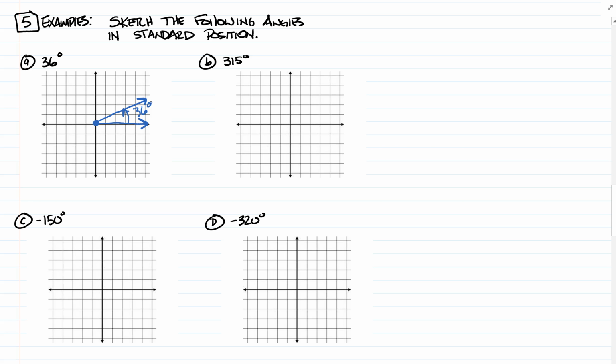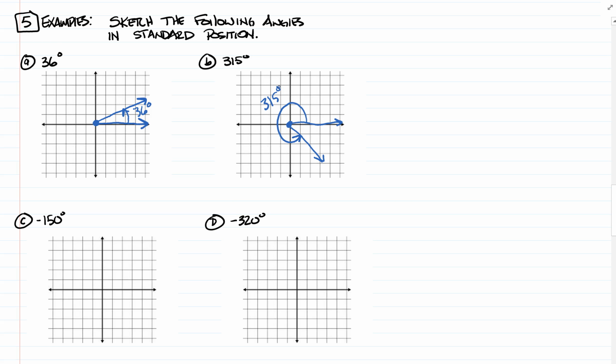Okay, B, 315 degrees. Well, again, I'm going to start with my initial side glued down to the positive x-axis. And 315 degrees would put me at 45 degrees in quadrant 4 if I swung all the way around this way. So this would be an angle of 315 degrees.